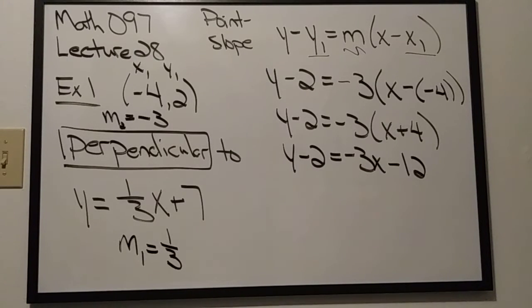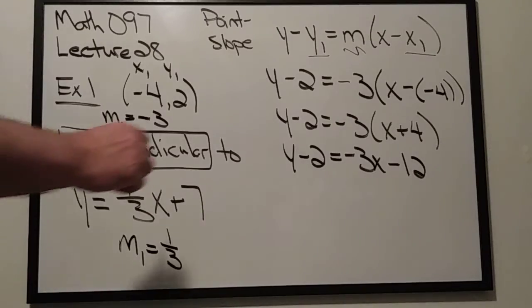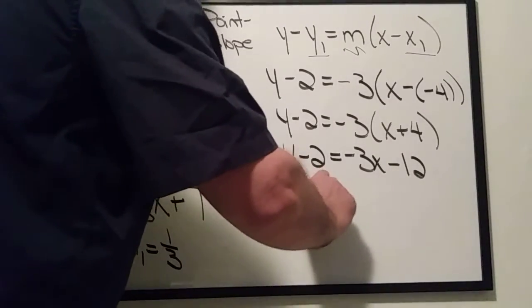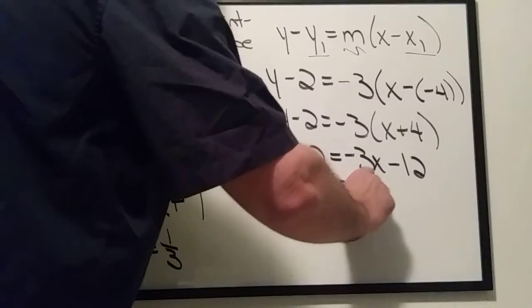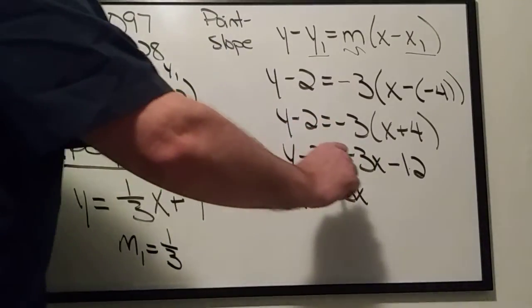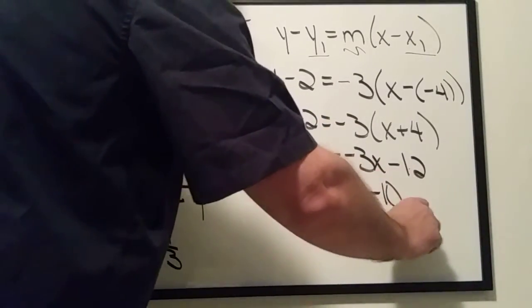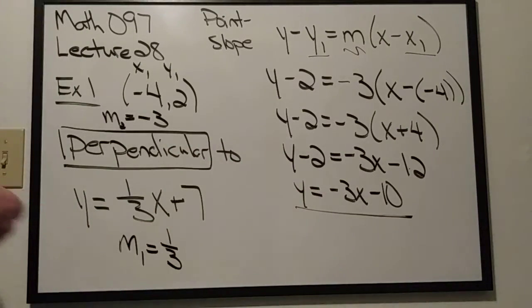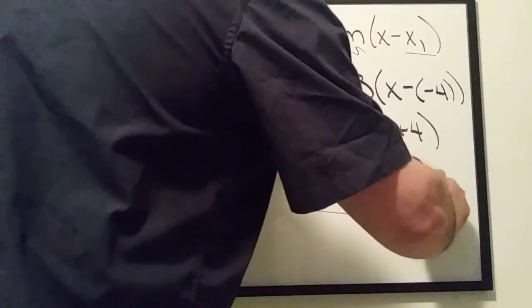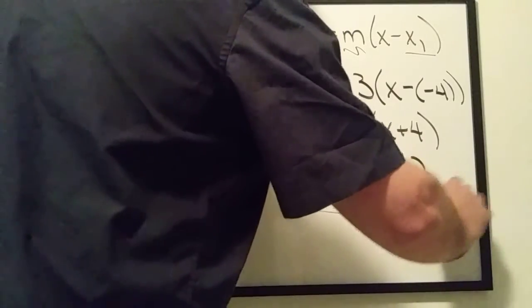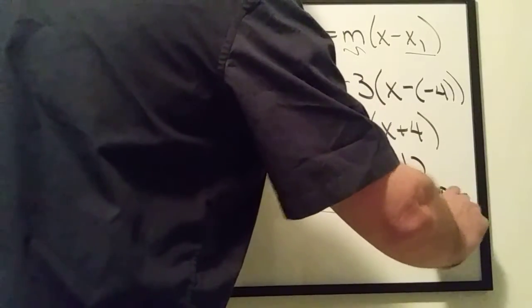So in order to get the y completely alone, the last thing I'm going to do is add 2 to both sides. So if I add 2 to both sides, I get y is equal to negative 3x, and that negative 12 plus 2 is going to be negative 10. Well, that equation is written in slope-intercept form, and that is what they requested on this particular problem.